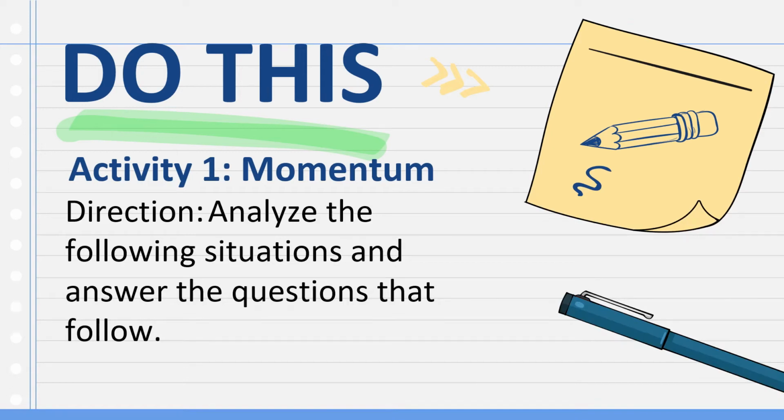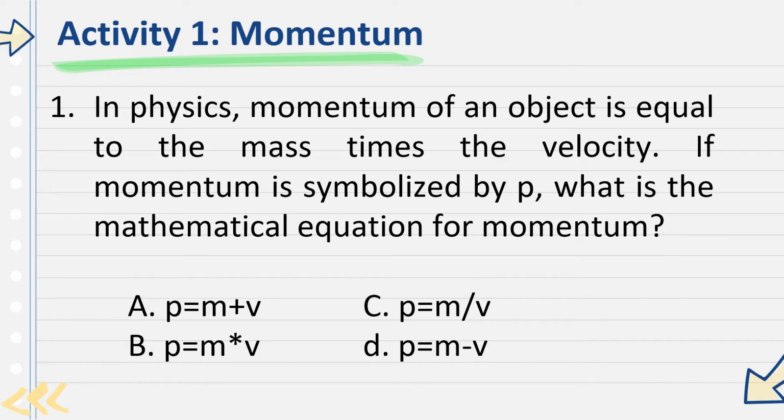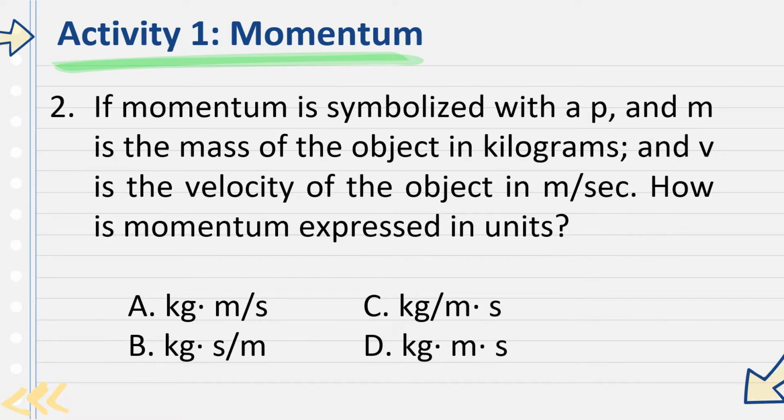Do this activity. Activity 1. Momentum. Analyze the following situations and answer the questions that follow. 1. In physics, momentum of an object is equal to the mass times the velocity. If momentum is symbolized by lowercase p, what is the mathematical equation for momentum? 2. If momentum is symbolized with a lowercase p, and lowercase m is the mass of an object in kilograms, and lowercase v is the velocity of an object in meters per second, how is momentum expressed in units?